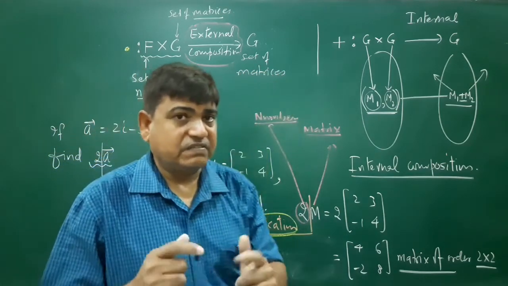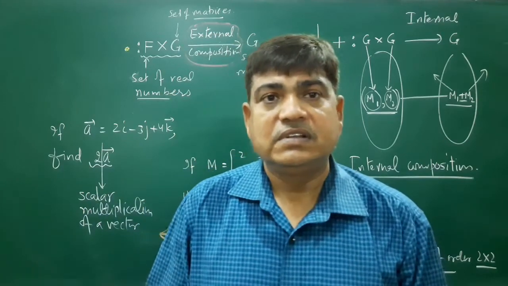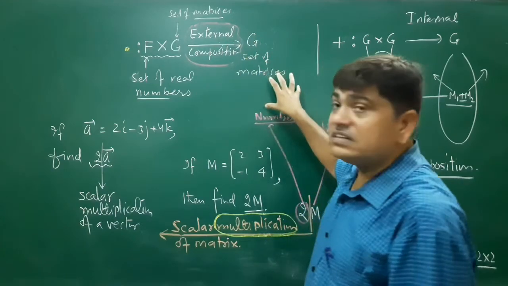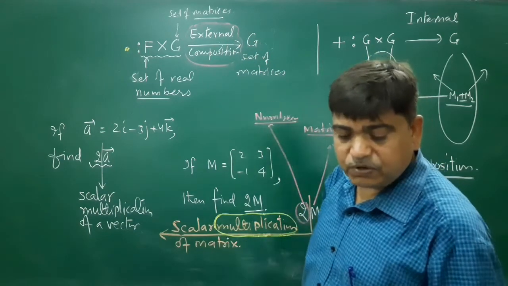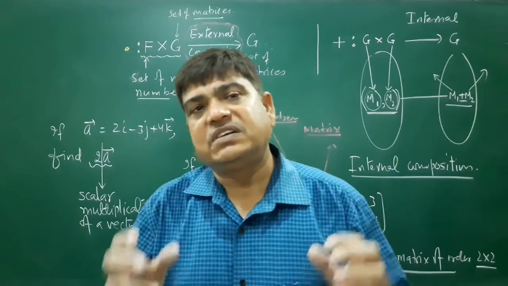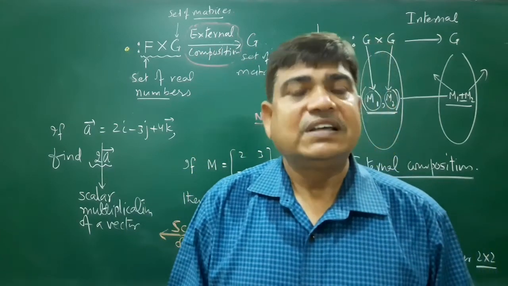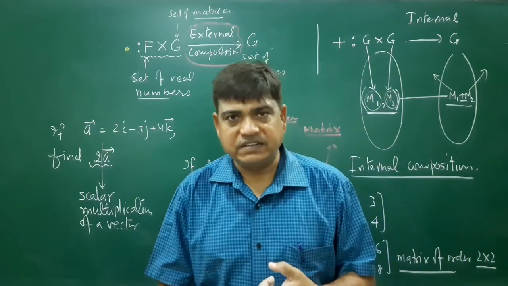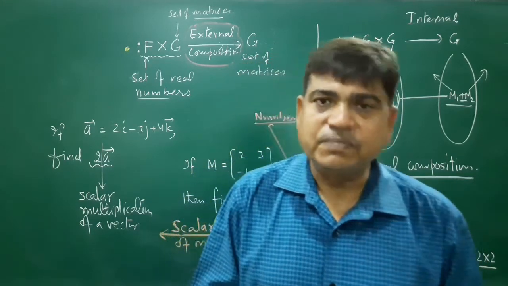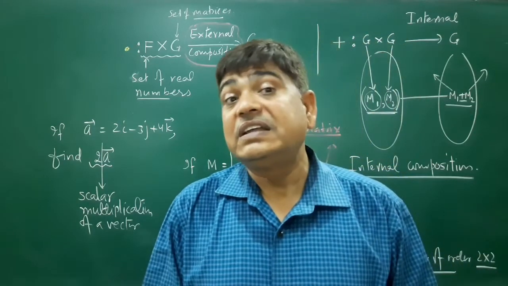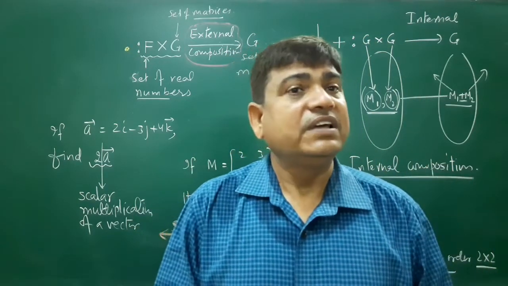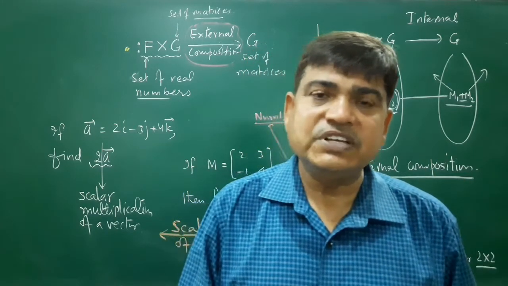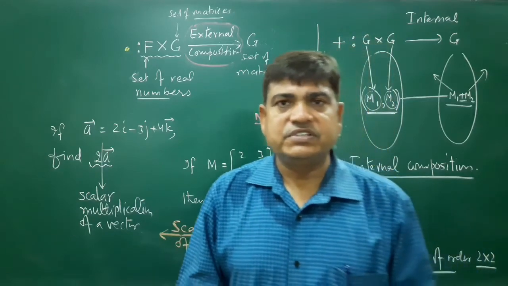So whenever we have this type of situation, then we define the external composition. So I hope you have understood what is the internal composition and what is the external composition. Tomorrow we will define vector space properly, and we will consider that algebraic structure in which we have two compositions. One is internal composition and other is external composition.